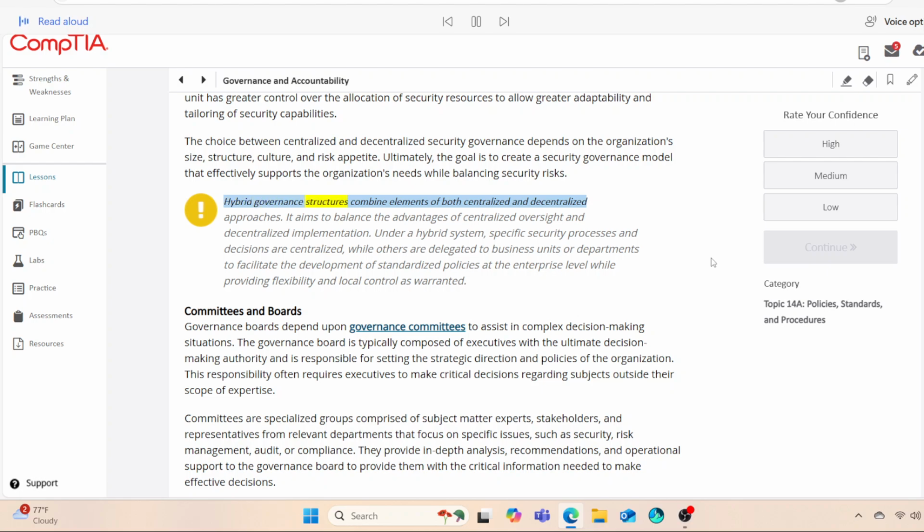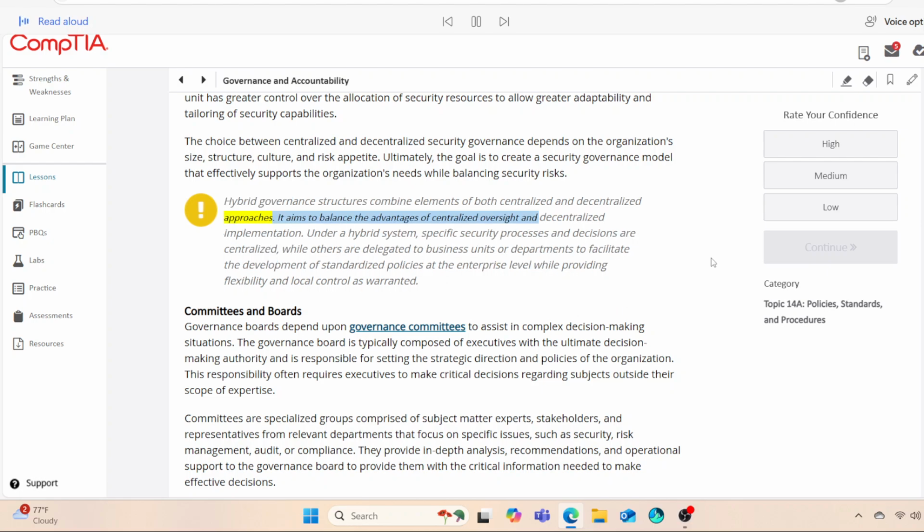Hybrid governance structures combine elements of both centralized and decentralized approaches. It aims to balance the advantages of centralized oversight and decentralized implementation. Under a hybrid system, specific security processes and decisions are centralized, while others are delegated to business units or departments to facilitate the development of standardized policies at the enterprise level while providing flexibility and local control as warranted.